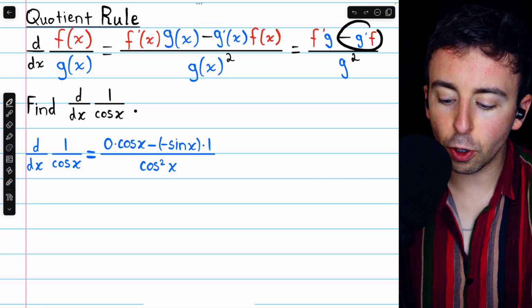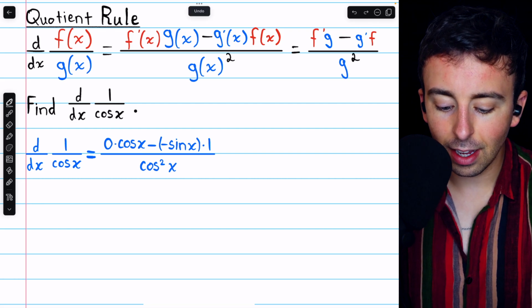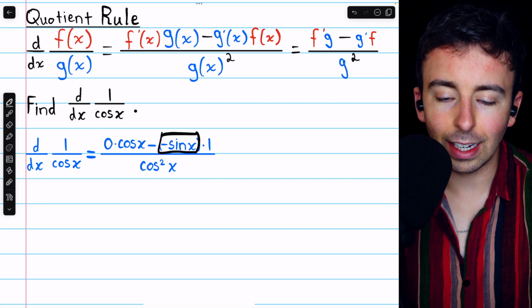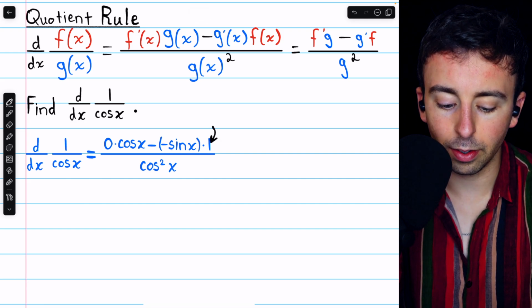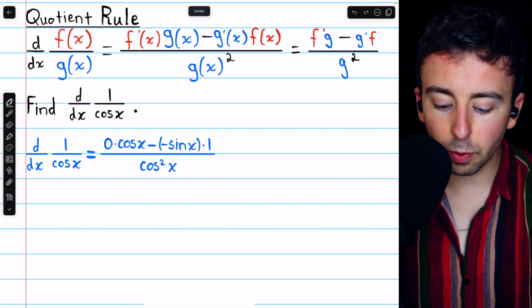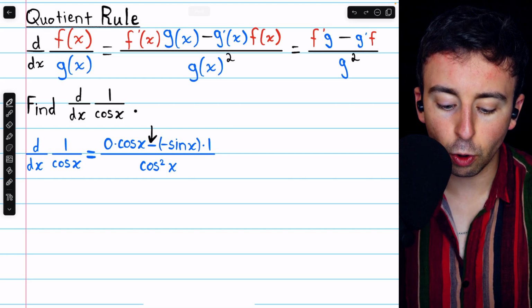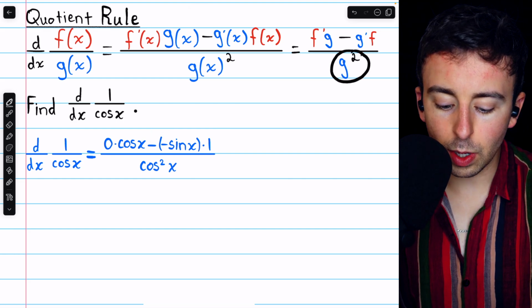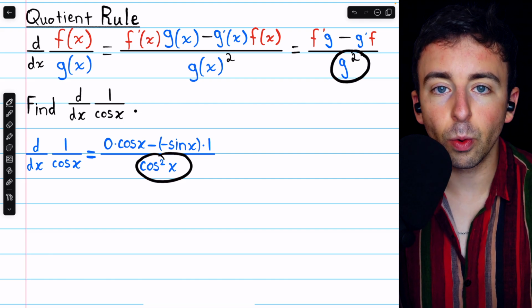We then have to subtract g prime f. G is cosine x, so g prime is negative sine x. We then multiply that by f, which of course is just 1. And don't forget, this whole thing, g prime f, is being subtracted. And then in the denominator, we have g squared. G is cosine, so g squared is cosine squared x.